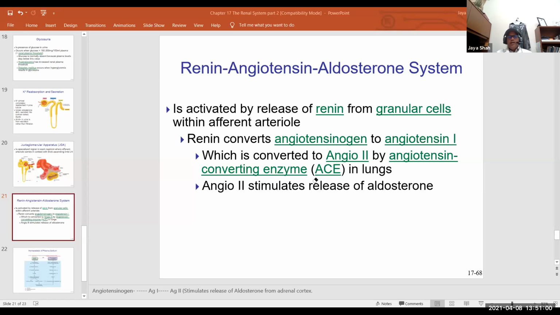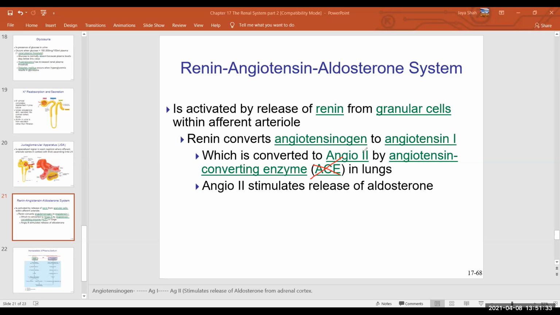And that's why if somebody has high blood pressure. So why is it high blood pressure? Like if you have renin, that means you will absorb more water, more sodium, and you have high blood pressure. So let's see if I inhibit this enzyme. Let's say crush this enzyme. What will happen?